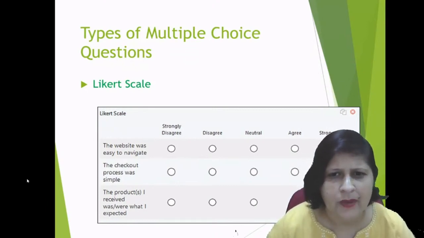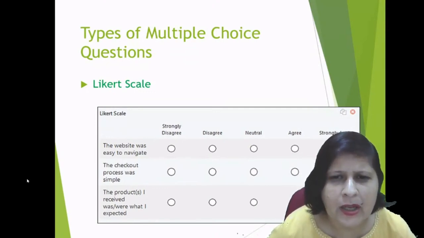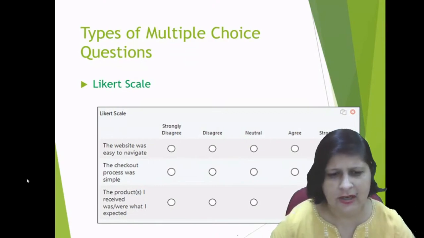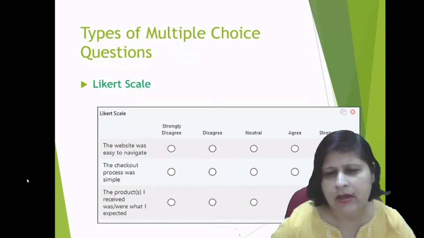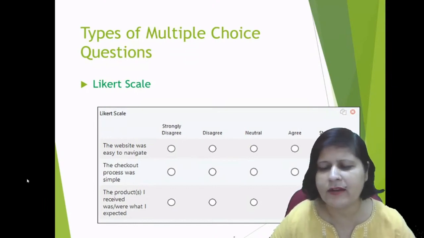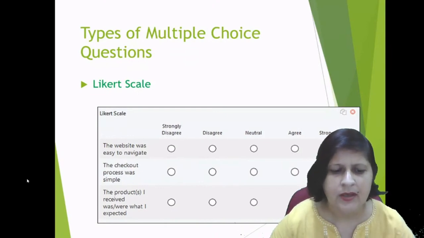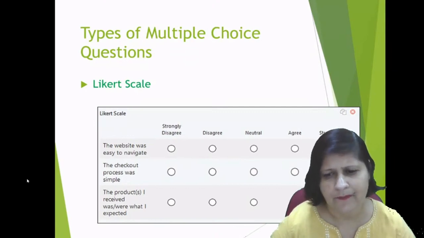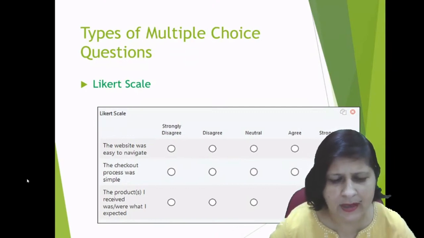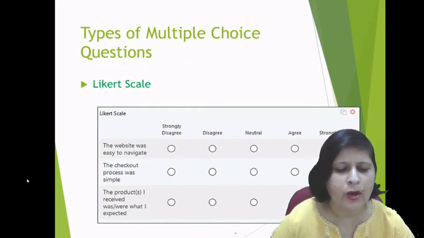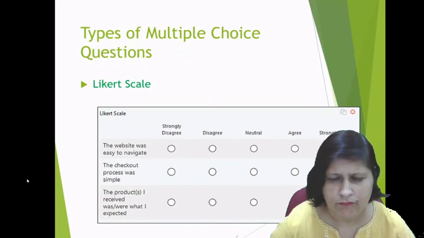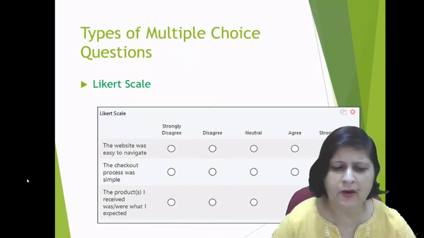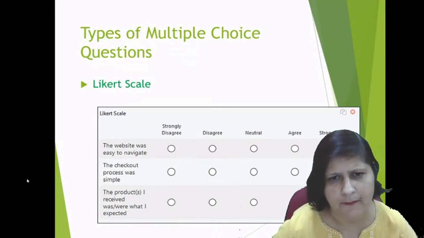Neither agree nor disagree. So one of the important scales to collect the data from multiple choices for a closed-ended questionnaire is the Likert scale. Like, the website was easy to navigate. Strongly disagree, disagree, neutral, agree, or strongly agree. Choose one of the options. The checkout process was simple. Checkout process was not that simple. I disagree with that. The products received was or were what I expected. Yes, I agree. But it was not easy to navigate because the checkout process was not that simple.